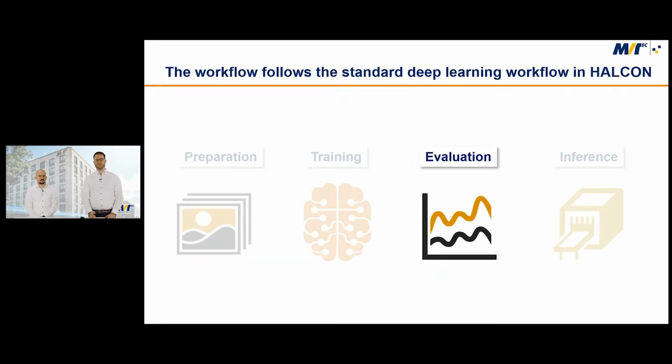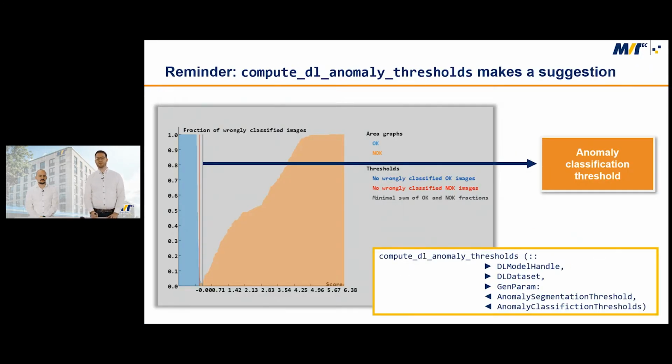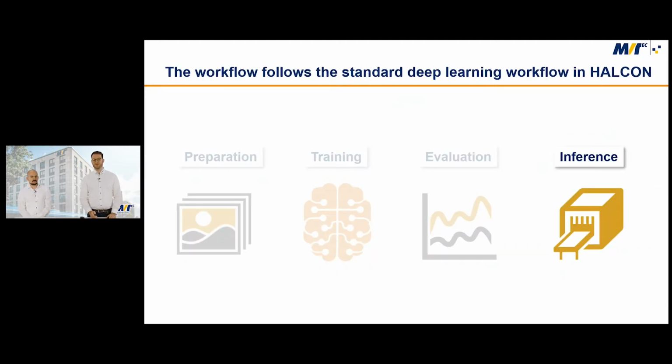Now let's have a look at the evaluation. This you may be familiar with if you know our current anomaly detection. You have to compute thresholds to make a suggestion what is the difference between good and not okay. And you can select these thresholds freely if you want, but you can also use the procedure compute DL anomaly thresholds to make good suggestions according to your data, if you have not okay data. Now let's have a look at the inference.